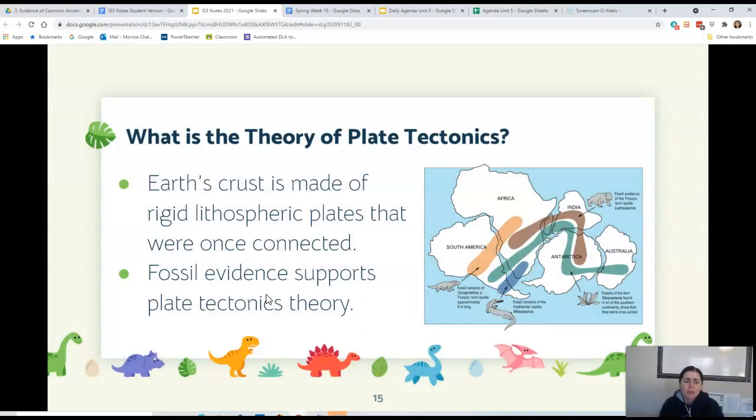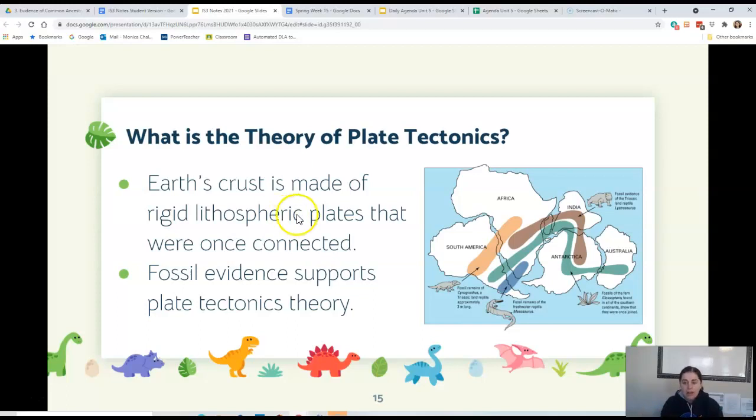So, what is the theory of plate tectonics? And why are we talking about plate tectonics? Well, we're talking about plate tectonics because fossil evidence supports it, and it says that the Earth's crust is made of rigid, meaning stiff, lithospheric plates that were once connected, and they have since drifted apart.